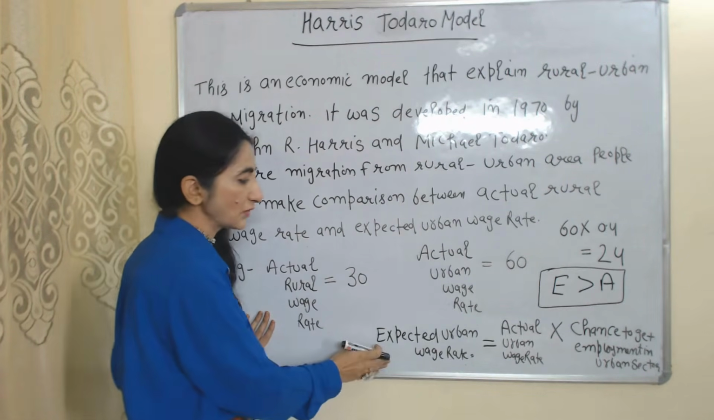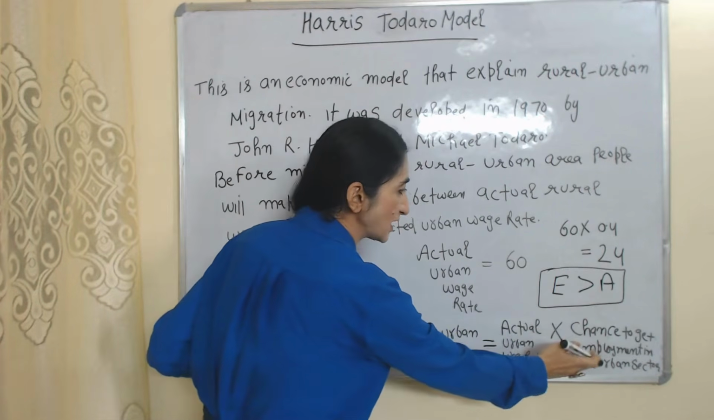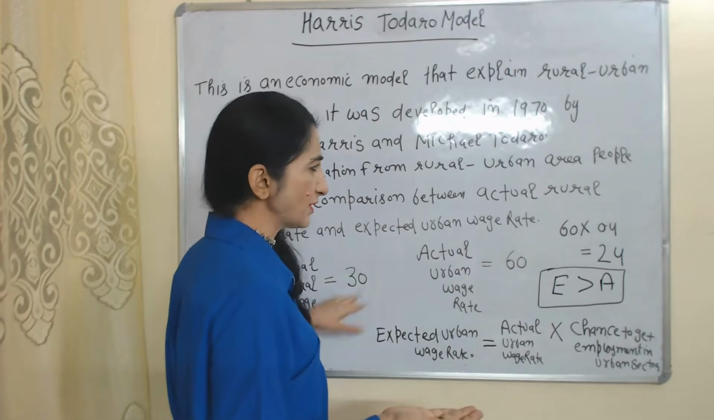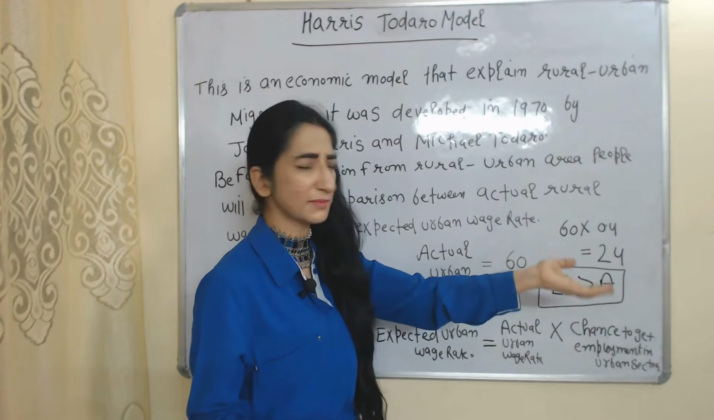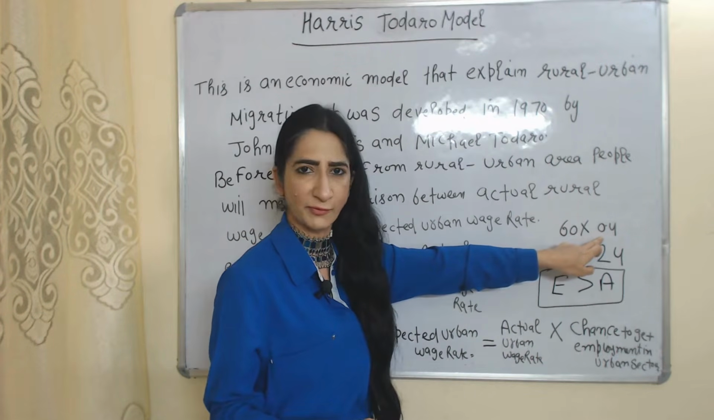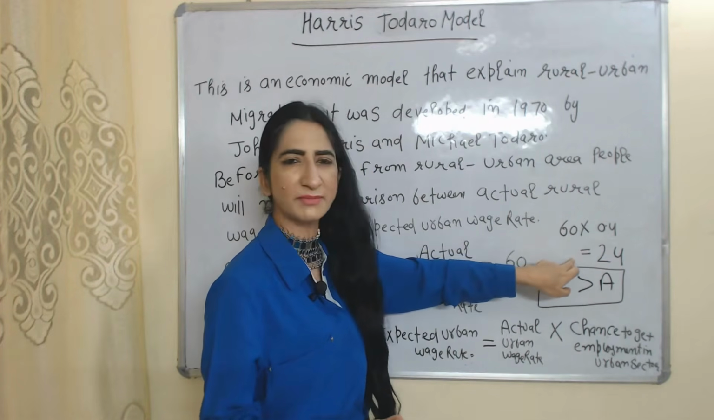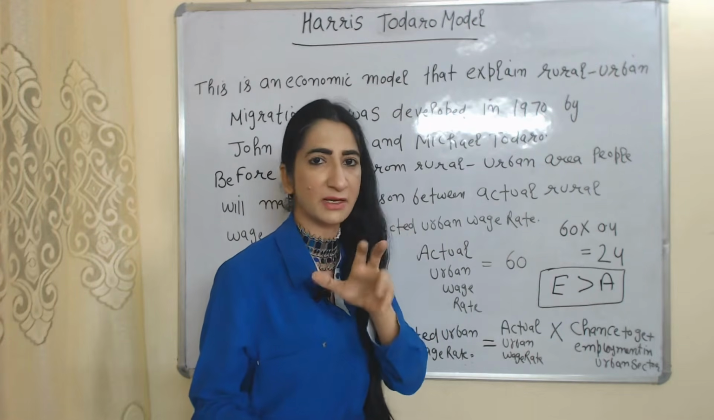We can calculate expected urban wage rate when we multiply chance to get employment in urban sector with the actual urban wage rate. Actual urban wage rate is 60 and we assume chance to get employment in urban sector is equal to 0.4. When we multiply 0.4 with 60, it becomes 24, and this 24 will be called expected urban wage rate.